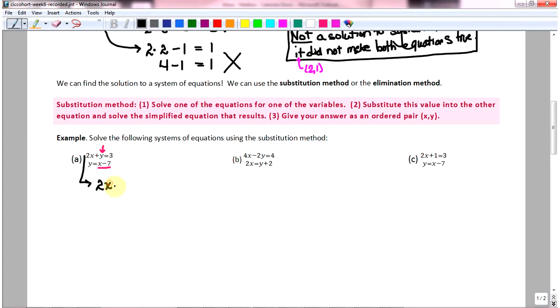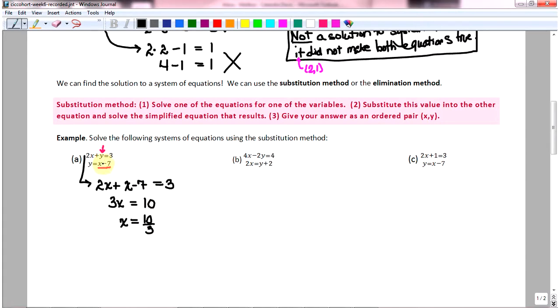So we have 2x plus, now we're substituting in x minus 7 for y equals 3. And now we have a simple linear equation to solve. So 2x plus x is 3x. I'm going to move the 7 to the other side, so we end up with 3x is equal to 10. So my last step to get x by itself is to divide both sides by 3. And it looks like we have a fraction for our answer. X is equal to 10/3.